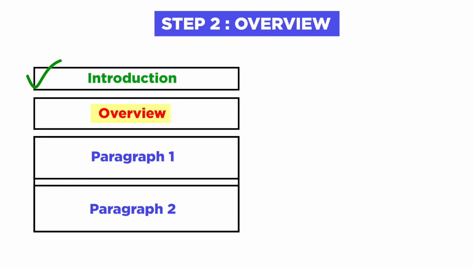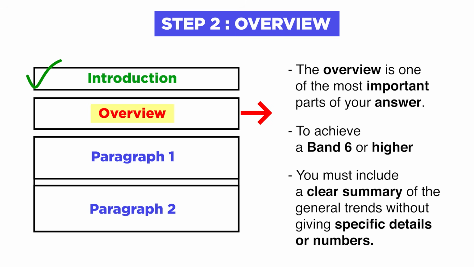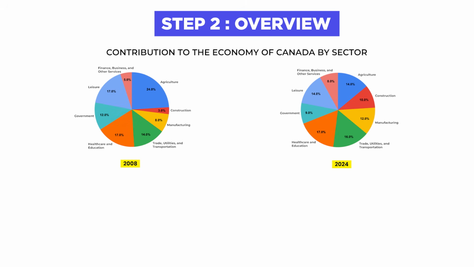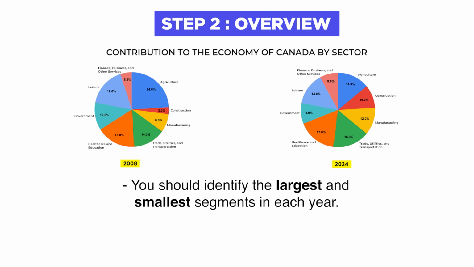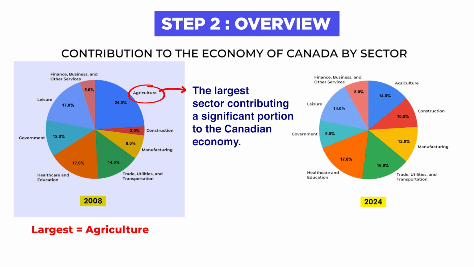Step 2. Overview. The overview is one of the most important parts of your answer. To achieve a Band 6 or higher, you must include a clear summary of the general trends without giving specific details or numbers. Typically, you should identify the largest and smallest segments in each year, as well as any significant changes over time. In this case, for the year 2008, agriculture was the largest sector, contributing a significant portion to the Canadian economy, while construction was the smallest.